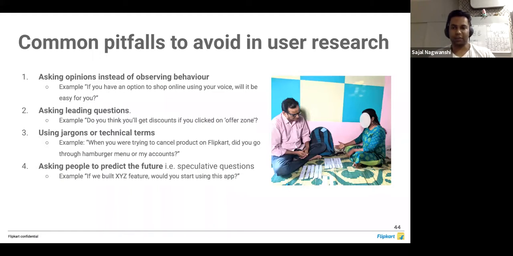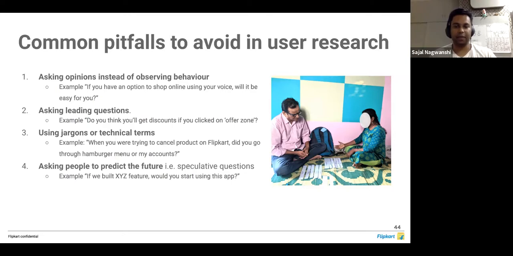The first is, if you are planning to conduct your own research, rely mostly on observing behavior rather than asking opinions. It's nothing wrong to ask for an opinion, but if you want to understand how people use a product, or maybe someone else's product, like a competitor's product, it's better you ask them, hey, can you show me how you use this product? How do you shop online on Flipkart? And so on. So you will get far more insights by observing people's behavior than asking them, hey, what's your opinion on so-and-so?